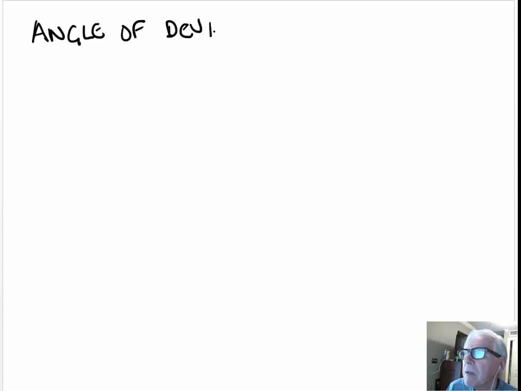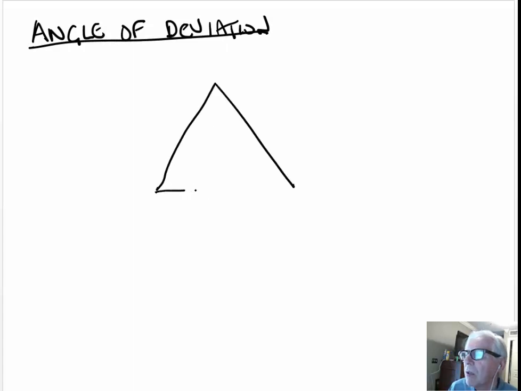So this is going to be, oops-a-daisy, angle of deviation. And it's like this. Again, use a ruler.